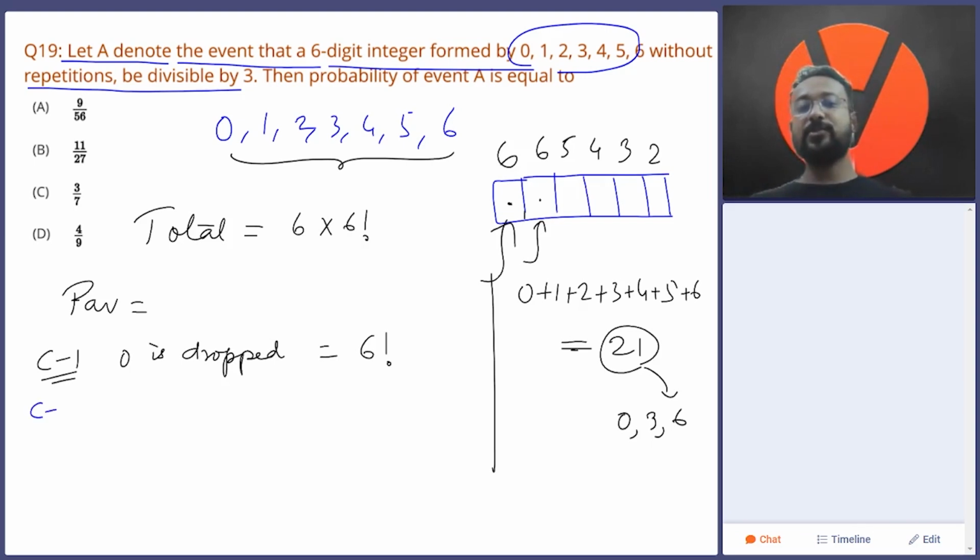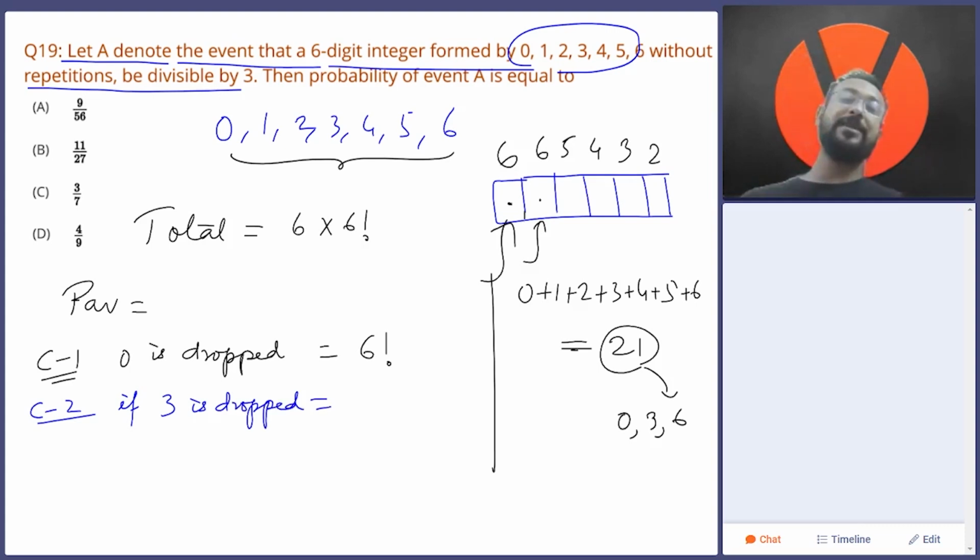Case 2, sir, if 3 is dropped. If you have this doubt, if I drop something other than 0, 3 and 6, the remaining sum will never be divisible by 3. Why? Because the total sum is divisible by 3. Okay, got it, sir. So if 3 is dropped, very simple.